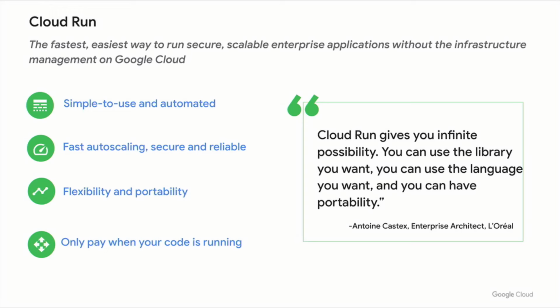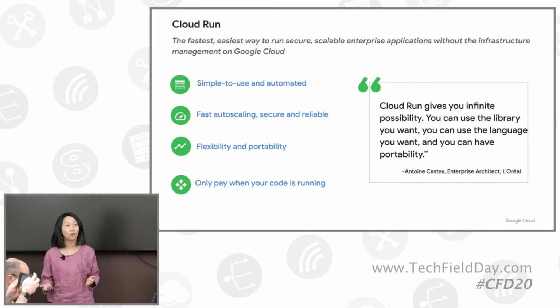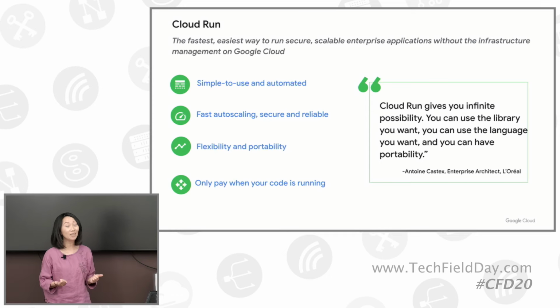So Cloud Run is the fastest and the easiest way for you to run enterprise applications securely and at scale on Google Cloud without infrastructure management overhead. When we designed Cloud Run, we had simplicity and automation in mind. Our goal is to get application developers from prototyping to production as fast as possible. Because the whole Cloud Run platform is built on container technology, it gives your applications all the flexibility and portability. Cloud Run also has great cost-saving or TCO benefits, and you only pay when your code is running.